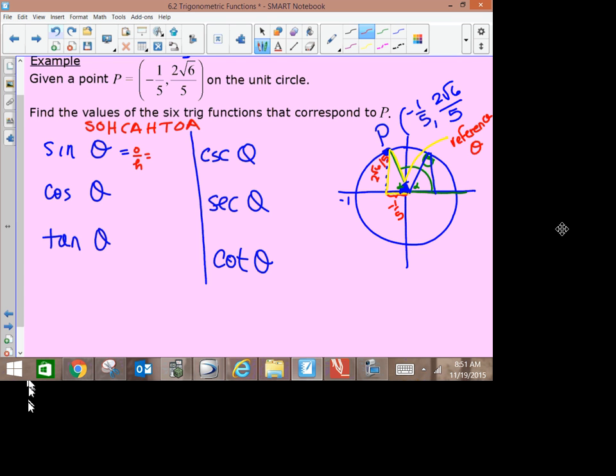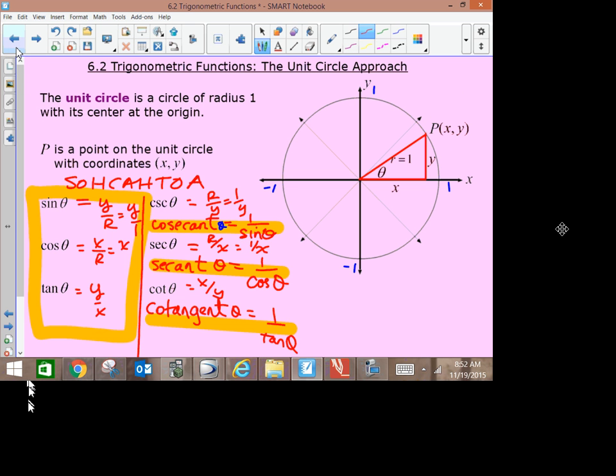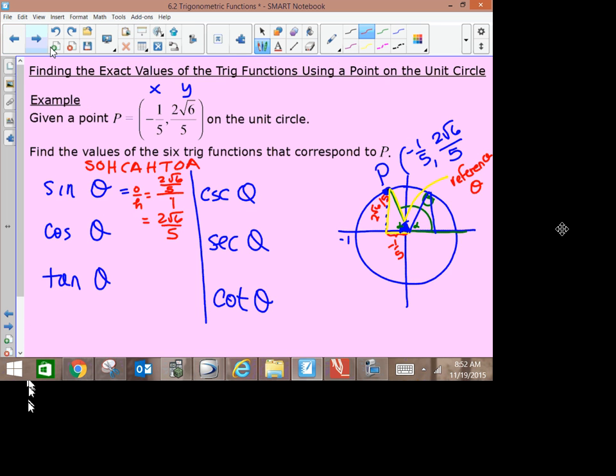Okay, so opposite over hypotenuse. What is that? 2 radical 6 over 5 over, oh, you have to do it over 1. Don't we know it? The unit circle, it's 1. So the sine of theta is really 2 radical 6 over 5 over 1, which is 2 radical 6 over 5. And remember, we said the sine is really the y value. You can remember that, that would be helpful. If you can't, you just go around it, and eventually you'll get it.